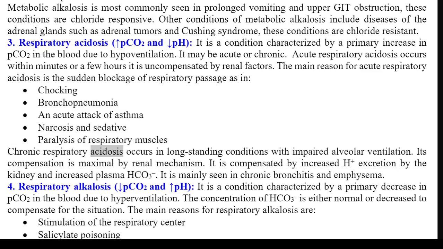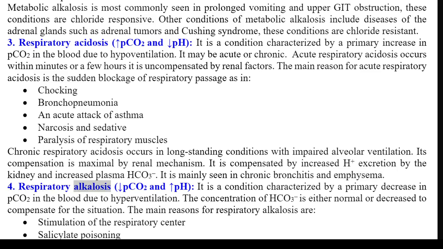Chronic respiratory acidosis occurs in long-standing conditions with impaired alveolar ventilation. Its compensation is maximal by renal mechanism. It is compensated by increased H+ excretion by the kidney and increased plasma HCO3. It is mainly seen in chronic bronchitis and emphysema.